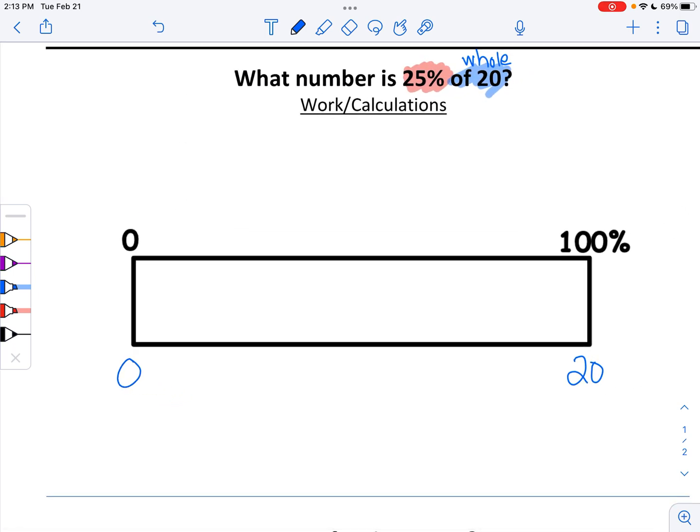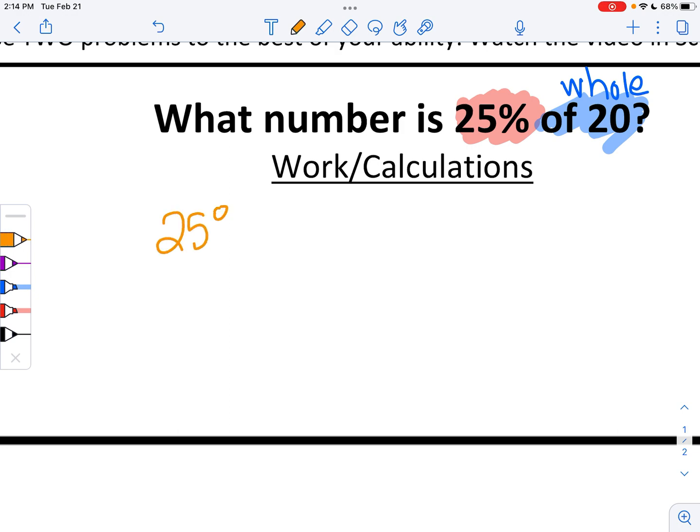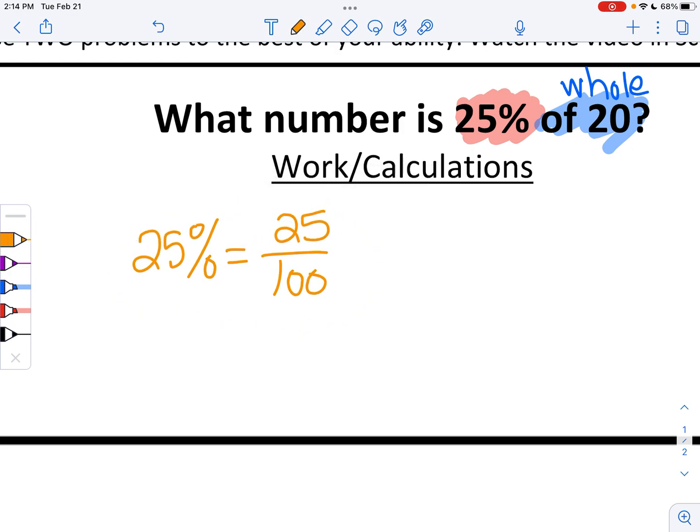Okay, now we need to figure out how many parts to break this bar into. So let's look back at the percent. The percent says 25%. So I'm going to write that as a fraction. 25% equals 25 on top of 100. I don't want to break my bar into 100 parts. So I am going to figure out what I can divide 25 and 100 by. And I always try to divide by the smaller number. So I'm going to try to divide by 25.